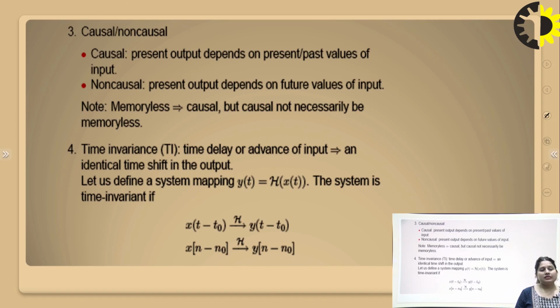Time invariant system is when you provide a delay of something, suppose tau or t naught, to a particular input, then it will produce the same delayed output, that is y(t minus t naught). So here there is a relation: x(t minus t naught) will be given to a system and it will produce y(t minus t naught). Similarly, x[n minus n naught] is given to a system, it is producing y[n minus n naught]. So that means the system is time invariant. If it is not happening, then the system is called time variant.